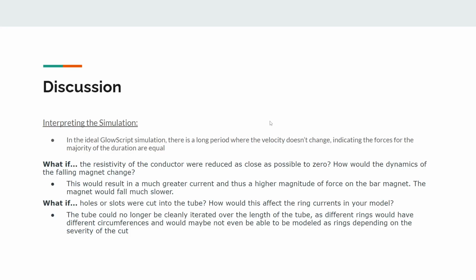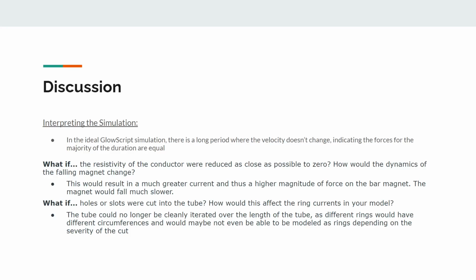So yeah, interpreting the simulation. In the ideal graph simulation, there's a long period where the velocity does not change, indicating the forces during that period are equal and opposite, making it no acceleration. What if the resistivity of the conductor were reduced as close as possible to zero? This would result in a much greater current and thus a higher magnitude of force on the bar magnet. The magnet would thus fall much slower.